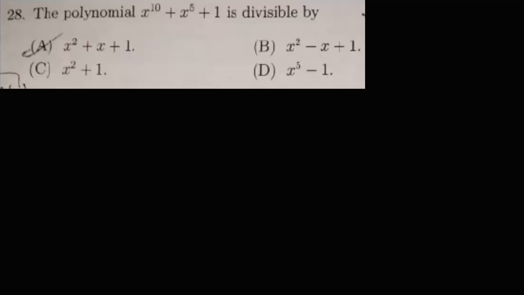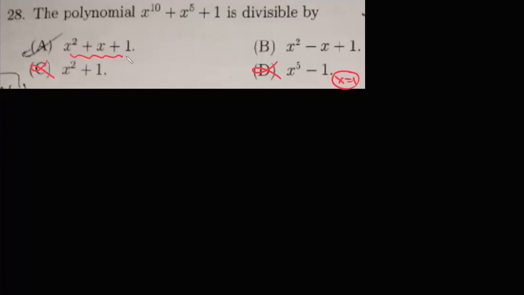Now question number 28 is, this polynomial is divisible by which of the following? Now D is x to the power 5 minus 1. One of the roots is x equal to 1, and if you put x as 1, the remainder is not 0, so it cannot be D. Here if you put x as iota, it will be an imaginary number. C is also not true.